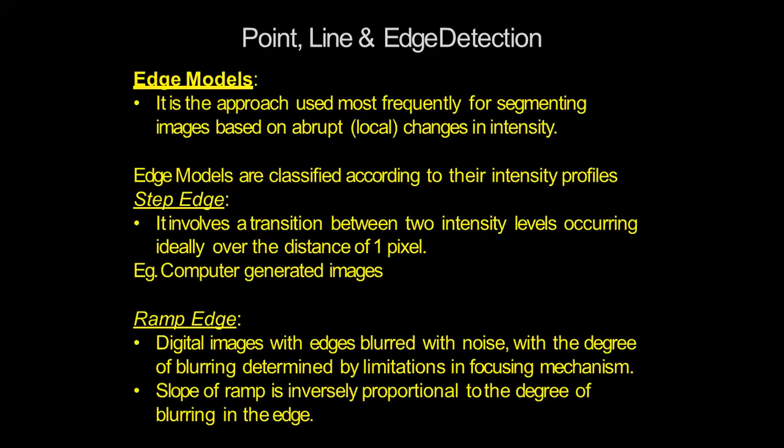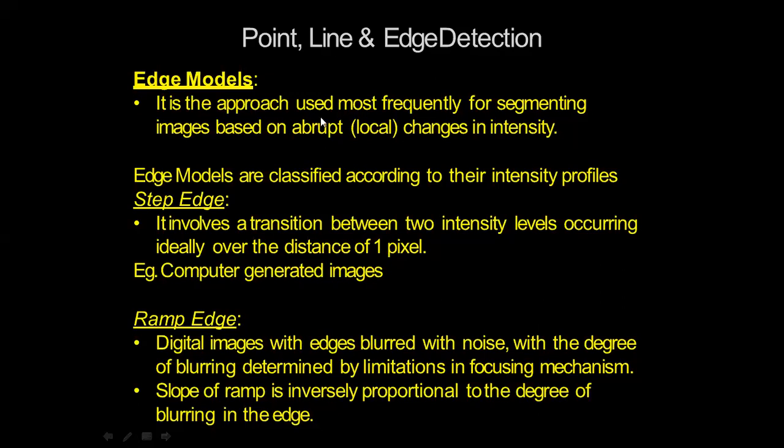Now, the third point is edge models. What do you mean by these edges? It is an approach which is used most frequently for segmenting images based on changes in intensity. So edge models are classified according to their intensity profiles. So we have the step edges, then we have the ramp edges.